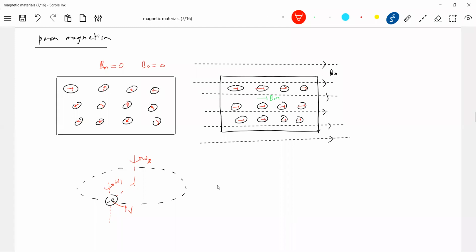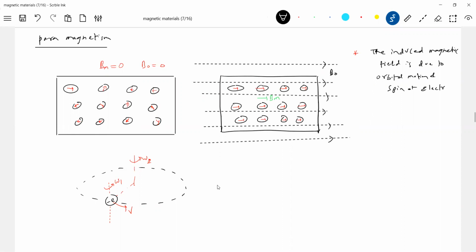Both these angular velocities are responsible for this BM. So the first point I'll write: the induced magnetic field is due to orbital motion and spin of electrons. Here both the spin as well as the speed will change.